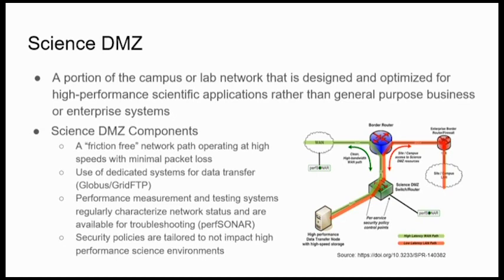Another important characteristic of the science DMZ is that the security policies are tailored to not impact the high-performance science environment. In this scenario, it is important that consistent high throughput is maintained to transfer large amounts of data, as well as low latency, because no additional latency can be added to the network. So this model allows us to not be affected by a commodity network, which is like Purdue's Wi-Fi or student computers or anything of that sort.